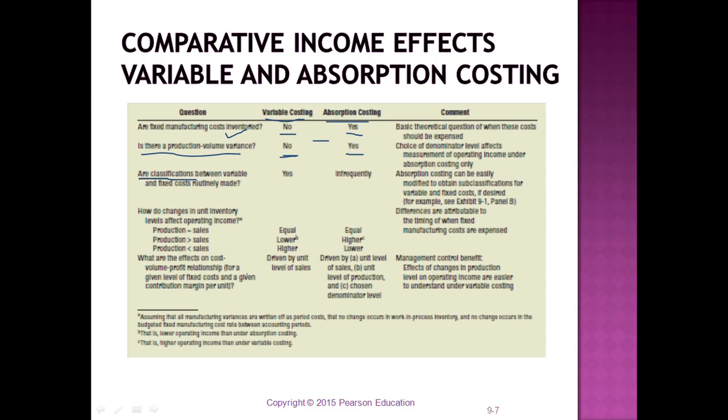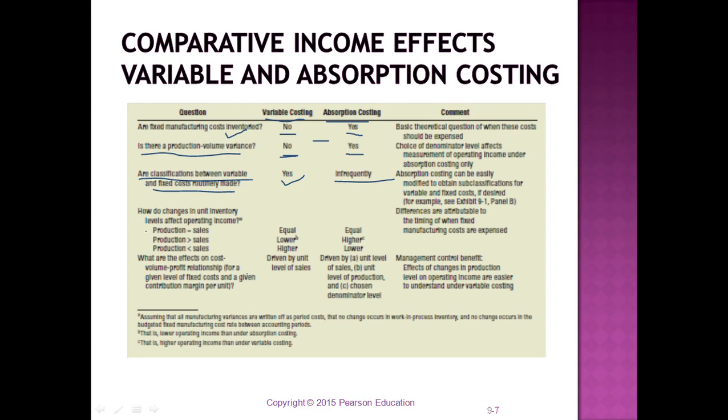ask is, is the classification between the variable and the fixed cost routinely done? In case of variable costing, yes, we do classify the cost as variable or fixed, but in case of absorption costing, we are not more concerned about classifying the cost as variable or fixed. Rather, we are concerned about classifying them as manufacturing cost and non-manufacturing cost.